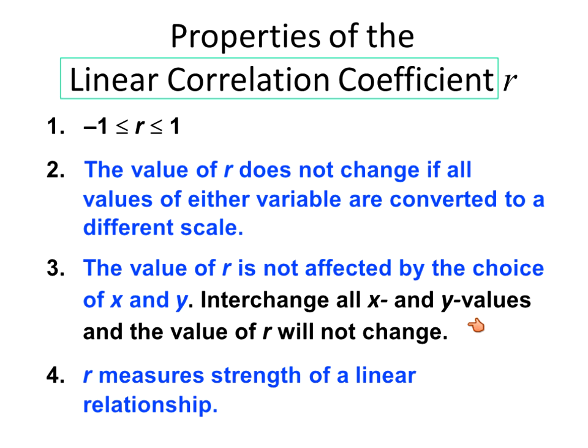Now, if you interchange X and Y, then again, the R is not affected. So if you're looking to see if there's a relationship between height and shoe size, it doesn't matter whether shoe size is the vertical or the horizontal axis. Your value of R is not going to change. It's not going to be affected. And again, R measures the strength of a linear relationship.